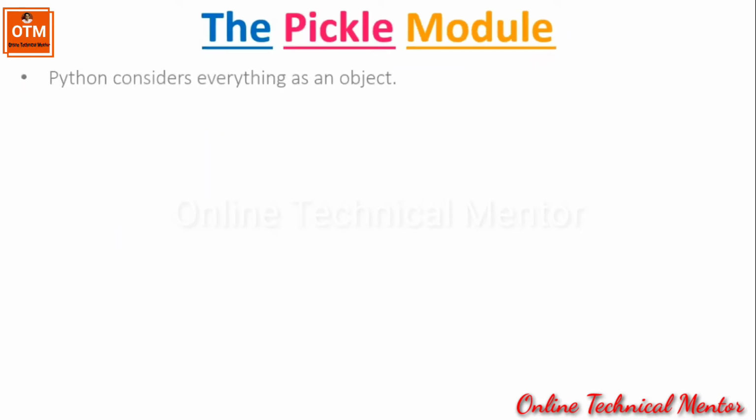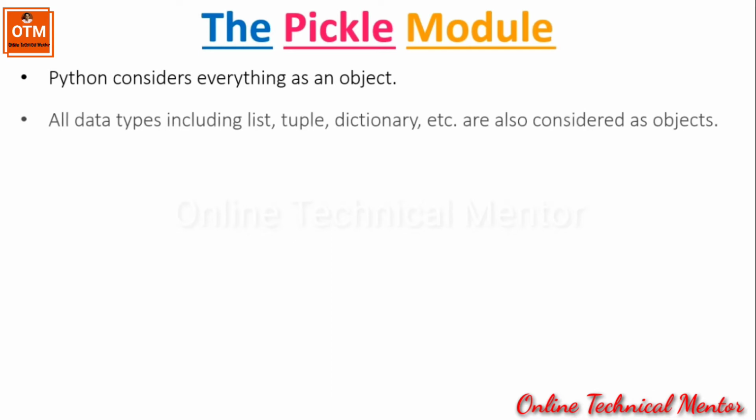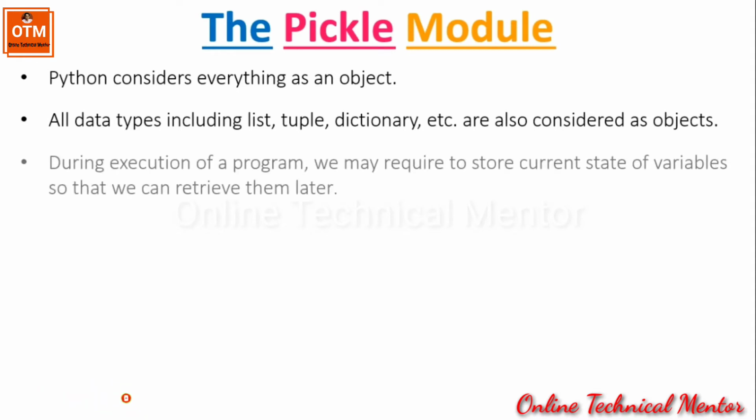Next, the Pickle module. Python considers everything as an object. All data types including list, tuple, dictionary, etc. are all considered as objects. If you have no concept of objects, I suggest you go through my previous videos. An object occupies a cluster of memory and the memory is pointed to by some name.